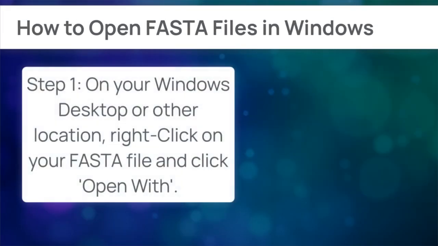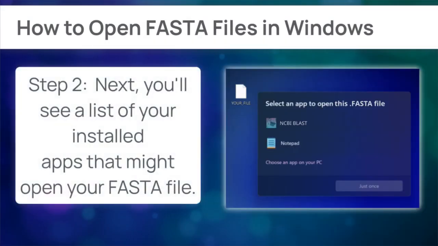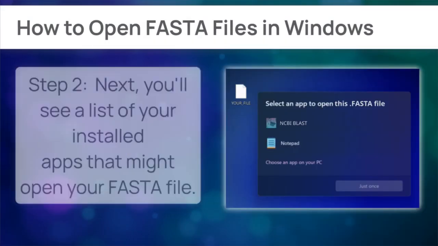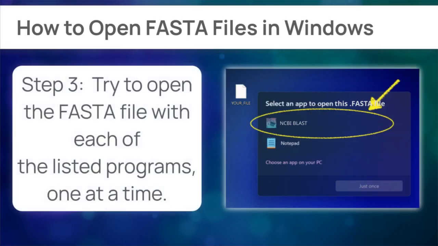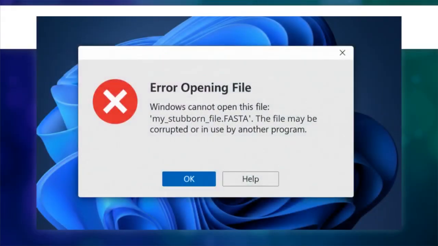To open this specific FASTA file, right-click your file and select Open With. If NCBI BLAST is available, use that first. If it's missing, choose another program. Don't worry if it takes a few attempts to find the right software. If your FASTA file isn't cooperating, don't worry. We didn't have luck with the basic application.